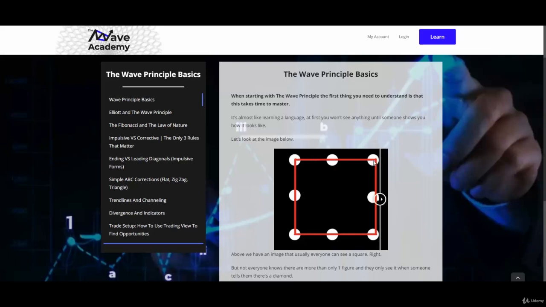It's common that people can imagine a square out of these dots. But what if I ask you if you can see another image inside of it? Not everyone can do it, but once I tell you that there's a diamond inside of here, you can maybe see it. Voila, there's the diamond.